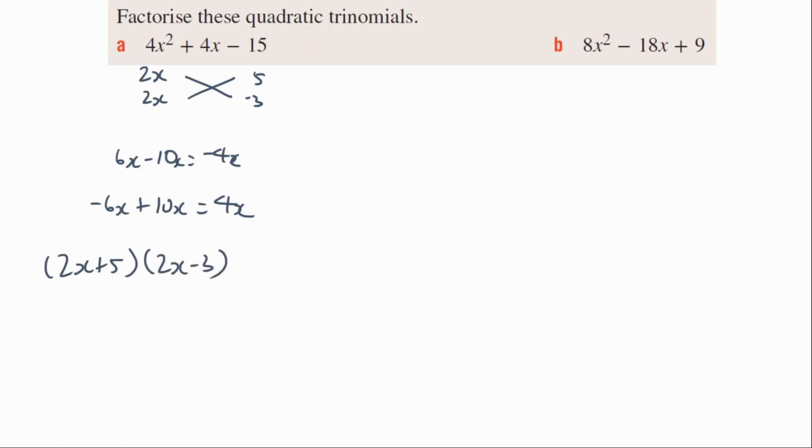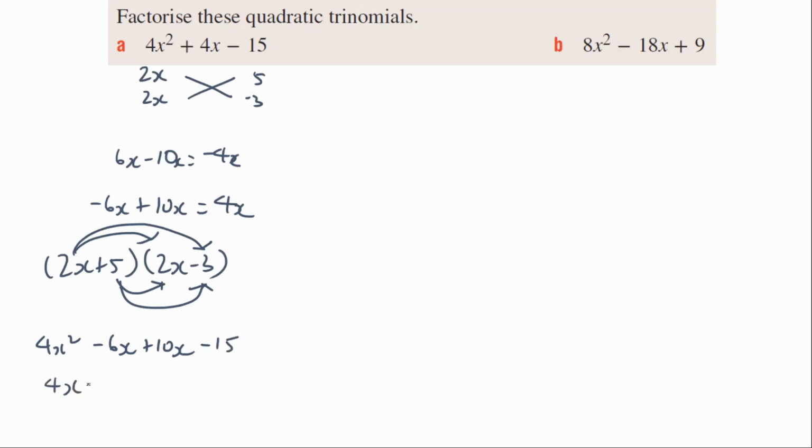In a test, if you're ever unsure about the answer, you can go ahead and expand it just to double check, because remember, factorizing is the opposite of expanding, so just do one of these here. And if we do that, 2x times 2x gives me 4x squared. 2x times negative 3 equals minus 6x. 5 times 2x gives me 10x. And 5 times negative 3 gives me negative 15. And if you work that out, that gives me 4x squared plus 4x minus 15. We got back to the answer, so that means that this answer would in fact be correct there.